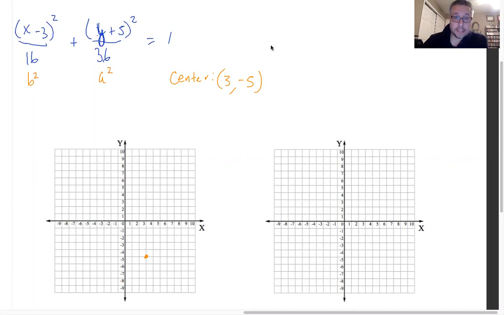Now what else can we do? We can get the endpoints, right? So if we take the square root of 16, that would be b is equal to 4. And if we take the square root of 36, that would be a is 6. So remember, this a is 6. This is attached to the y. Y is vertical. So from here, I go up 1, 2, 3, 4, 5, 6. I go down 1, 2, 3, 4, 5, 6. So I'm off the grid a little bit. So those would be the vertices. So our vertices are (3, 1) and (3, negative 11), I believe.